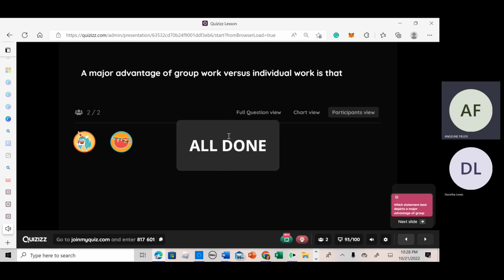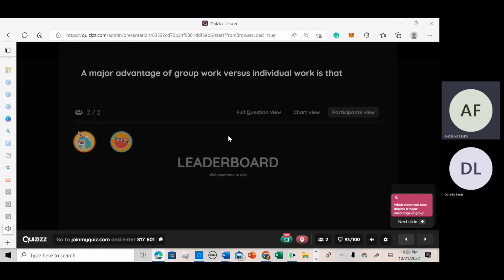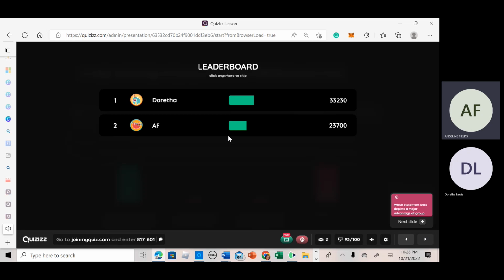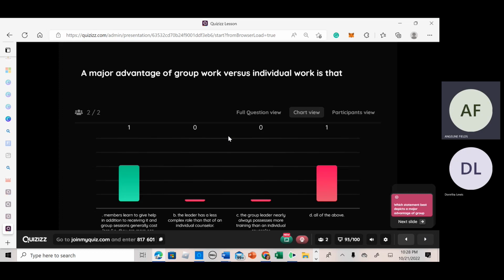A major advantage of group work versus individual work is that members learn to give in addition to receiving it, and group sessions generally cost less than individual counseling sessions, which I knew that one was correct. But I was also thinking the leader has a less complex role than that of an individual counselor, but that wouldn't make sense because they have more than one person. And then the group leader nearly always possesses more training than the individual counselor. That is true. I forgot that they have to have extra training to be a group counselor. So A is correct.